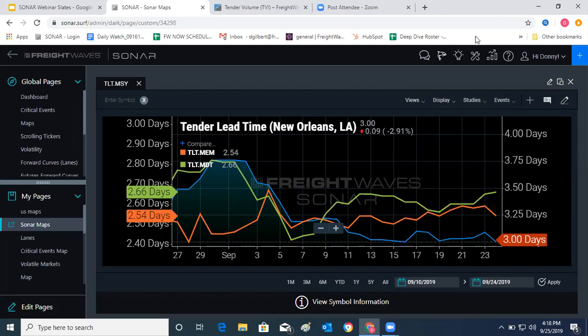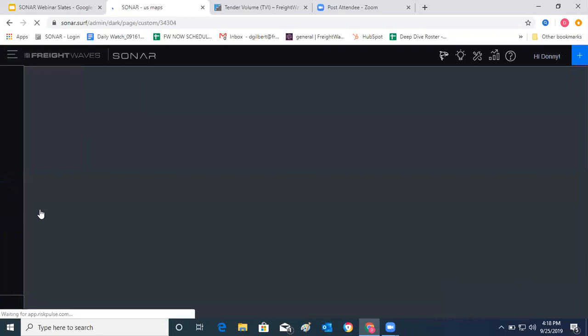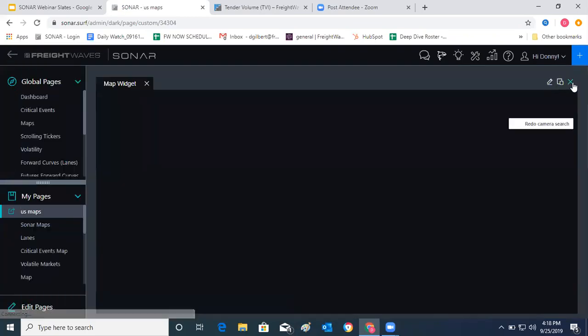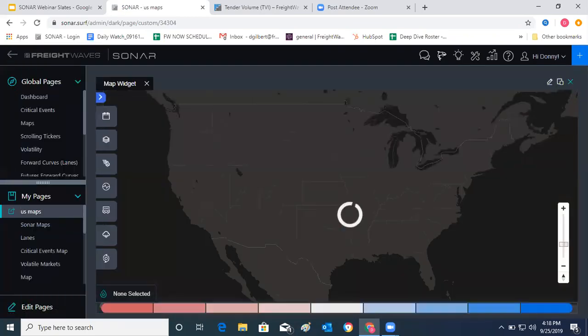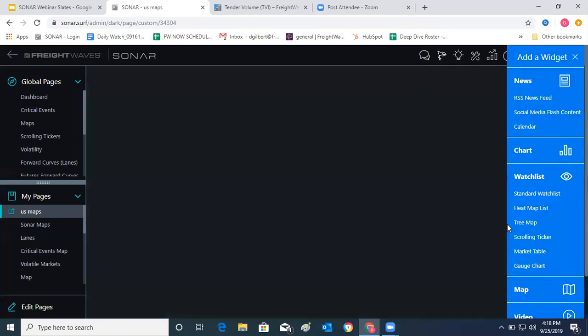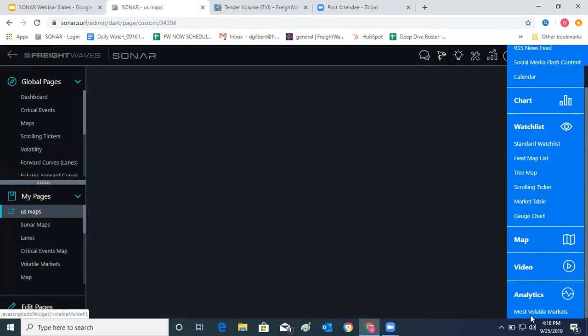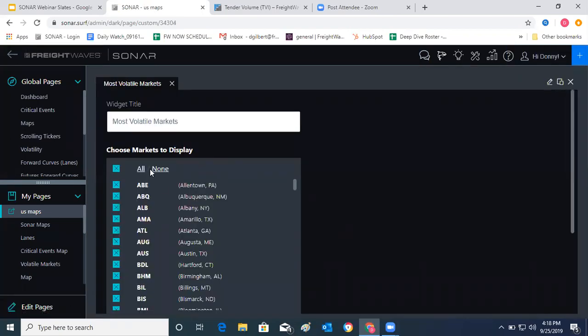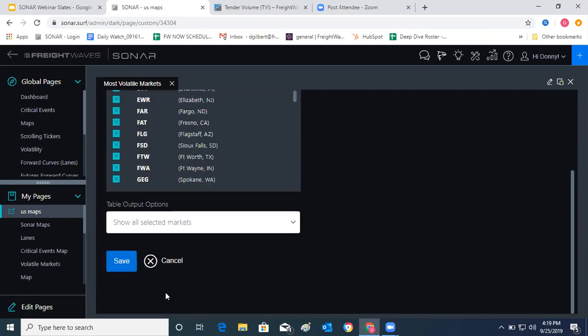Another area that I want to show you real quick that I also like getting started in, if you don't want to use the maps and you're kind of in a hurry, we can go back to our U.S. maps. And I'm going to close this map here. I'm going to hit the blue plus sign, and I'm going to scroll down to the very bottom, and we have most volatile markets. All these are selected. If you don't want to use all the markets, you can cut them off and use only the markets you want to look at, but I like using all of them.